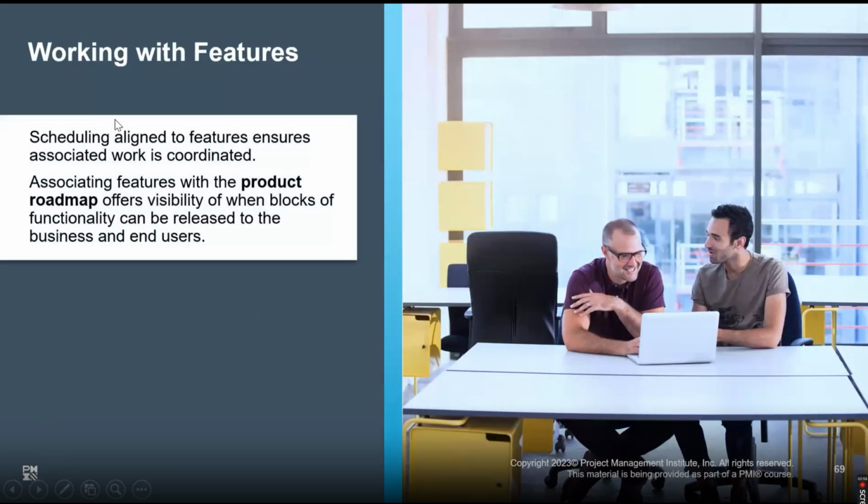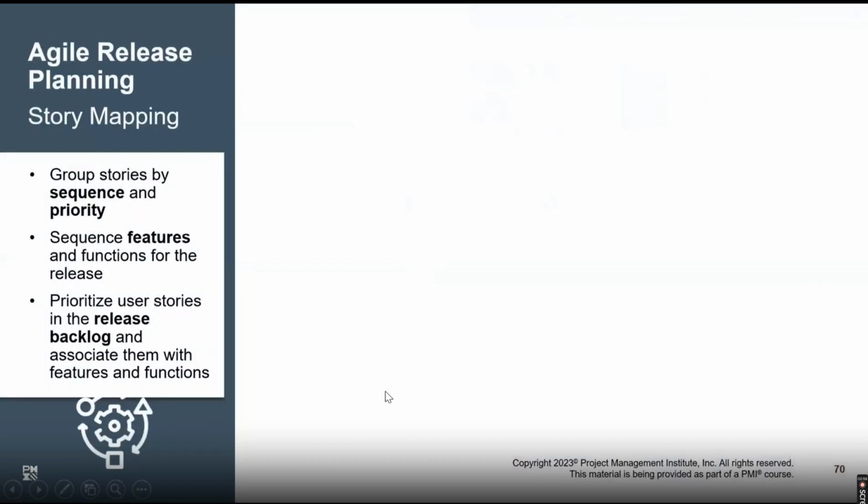Work with features. We know what features are. When you use your user stories, one or more user stories will be required to develop a feature, and one or more features will be required to develop an epic. I hope we recall that conversation from yesterday. Epic, features, and user stories are all really interconnected.